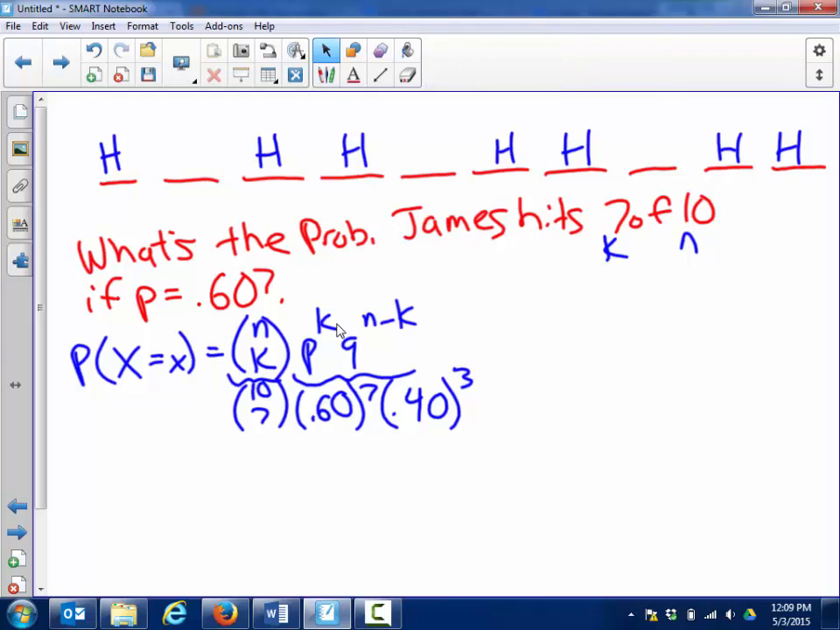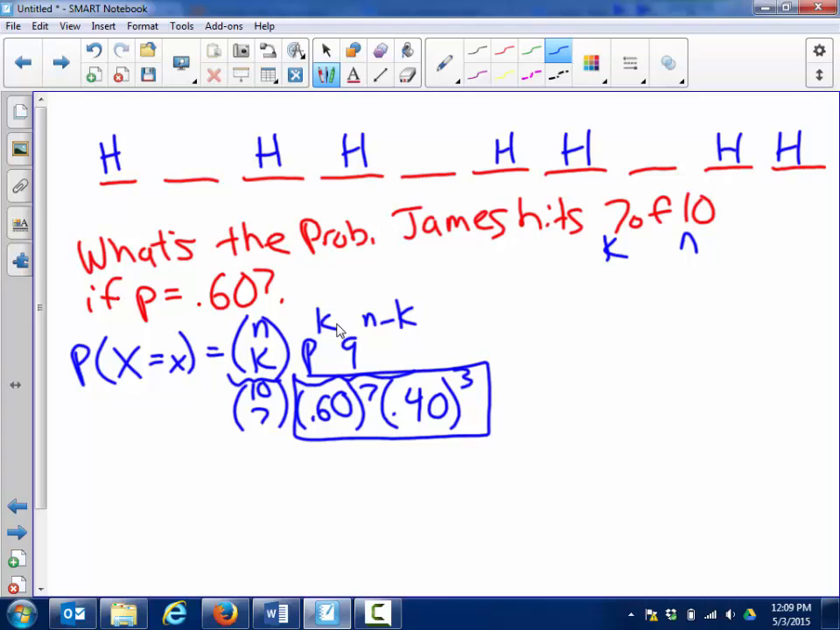Okay, so there's his 7. This n choose k, 10 choose 7, multiplies that individual probability right here that he hit 7 of 10, and then this guy accounts for all the different ways that can occur. That's your binomial distribution. Most of the time you guys have used binomPDF or binomCDF to just calculate this sort of probability, and that's fine.